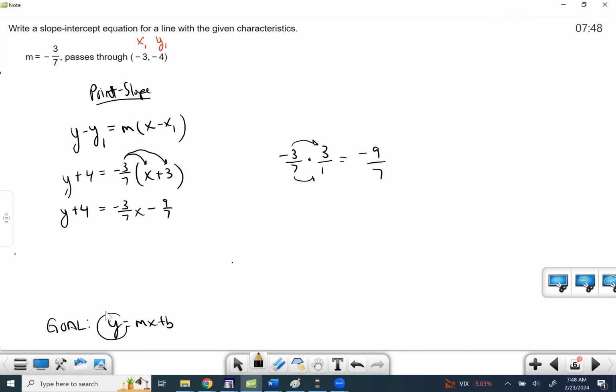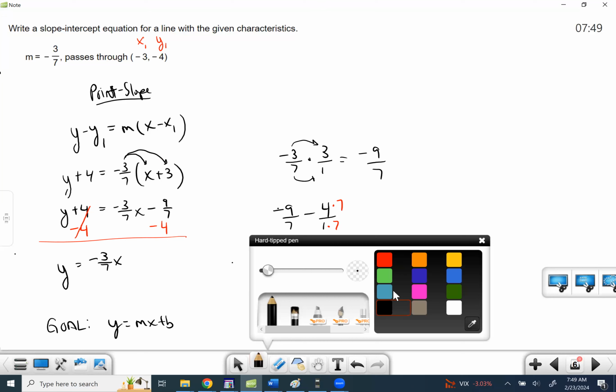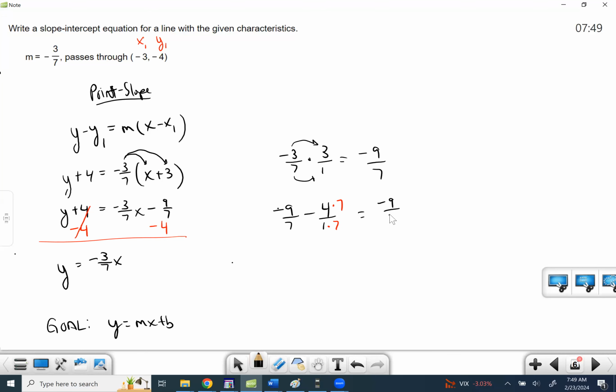Now we have to get the y by itself. I can't have y plus 4. So we're going to have to take away 4 from both sides of the equation so that we can isolate the y. So we got negative 3/7 x. And so we're going to have to take negative 9/7, take away 4. If you're doing it by hand, then you would need to put a 1 under the 4. And adding and subtracting is when you need common denominators. So I have to turn this denominator into a 7. So I'm going to multiply by 7 to both the top and the bottom. So our problem becomes negative 9/7 minus 28/7.